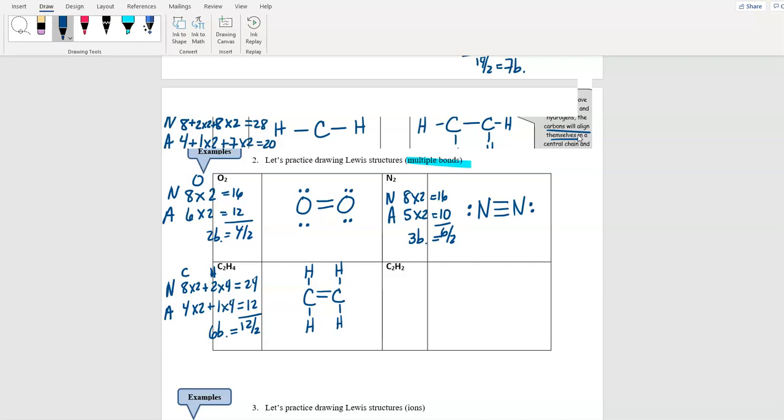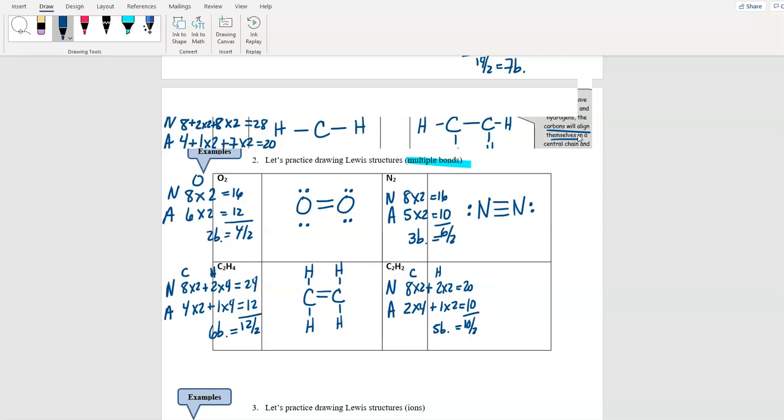C2H2. Let's see what happens when we take another 2 hydrogens off. So carbon, 8 times 2. Add it to the hydrogen, that is 2 times 2. So 16 plus 4 is 20. And then available, it's about the same math, 2 times the 4 plus 1 times 2. So 8 plus 2 is 10. And subtract and divide. I got 5 bonds.